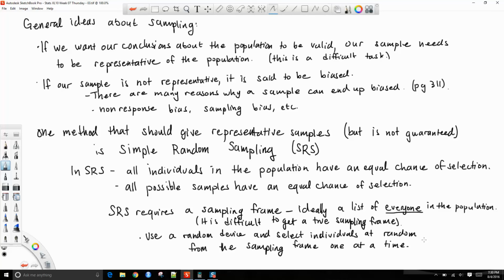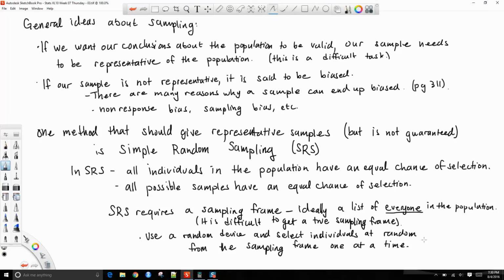Okay, the sampling frame is a list, and so you go down the list, and then you use the random device to select things at random. At random means truly at random, using some kind of random device. You can't just close your eyes and stab the paper and say this is the person I select, because when you do that, you can create a heat map of areas on the paper that are more likely to be touched than other areas. People are just very bad at being truly random.